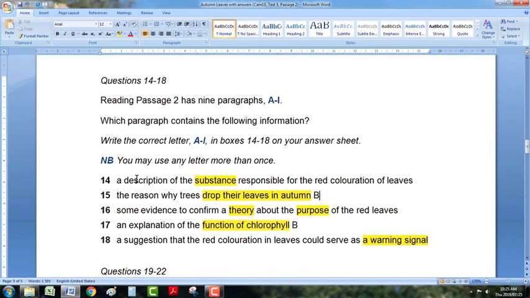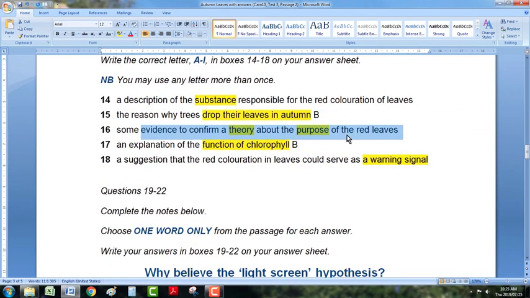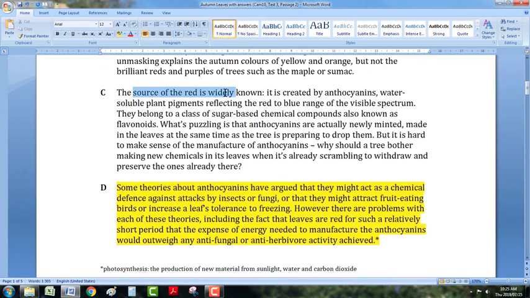What are we looking for? Substance responsible for red coloration, a theory about the purpose of the red leaves, and a warning signal. Source of the red is widely known. It is created by anthocyanins. This is a new substance, a chemical. What are anthocyanins? Here's the definition. Water-soluble pigments reflecting and so on.